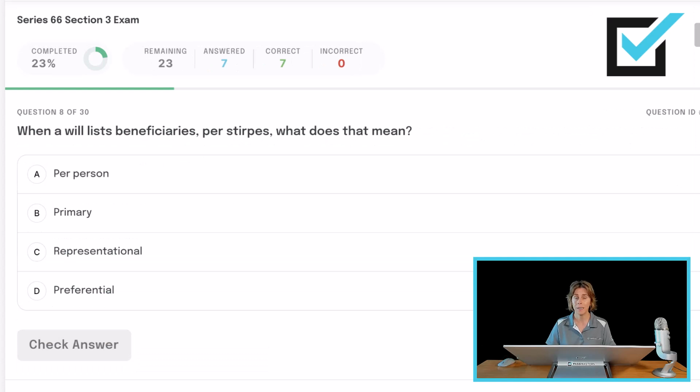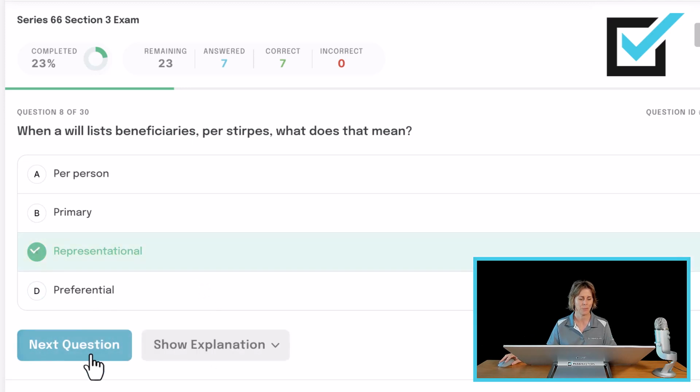When a will lists beneficiaries per stirpes, what does that mean? So there are two types of beneficiary designations. There's per capita, which is per head, or there is per stirpes, which stands for representational, or down the pipe. Per stirpes, Latin for representational.